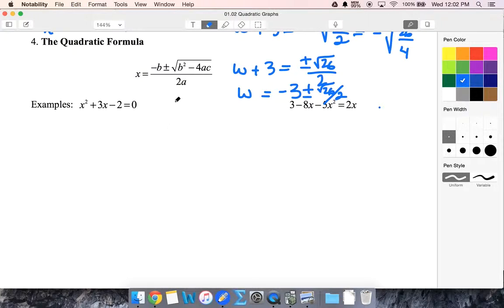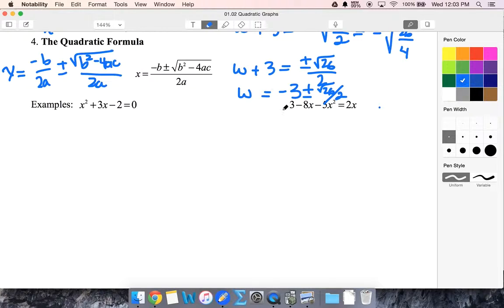So here's the quadratic formula. It's what you're going to see in most formula booklets. It'll be written this way. I really like the alternative way of writing it, which is to separate the fraction. So x equals negative b over 2a plus or minus square root b squared minus 4ac over 2a.